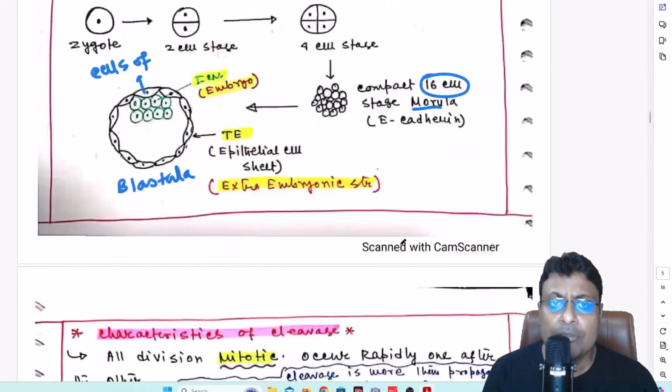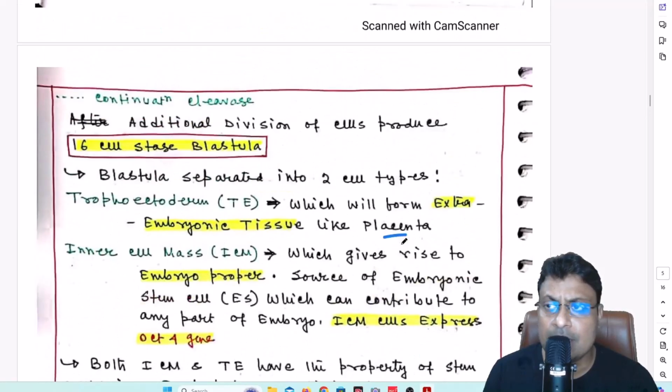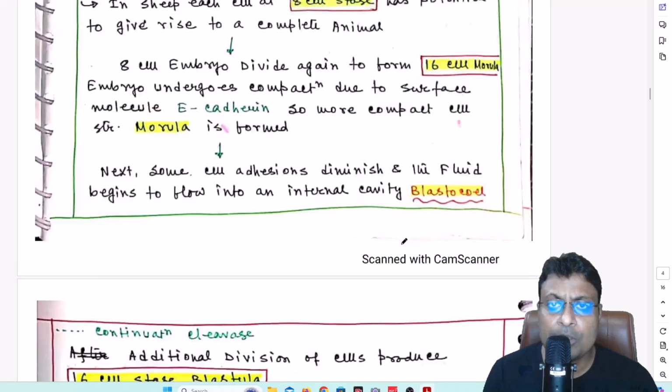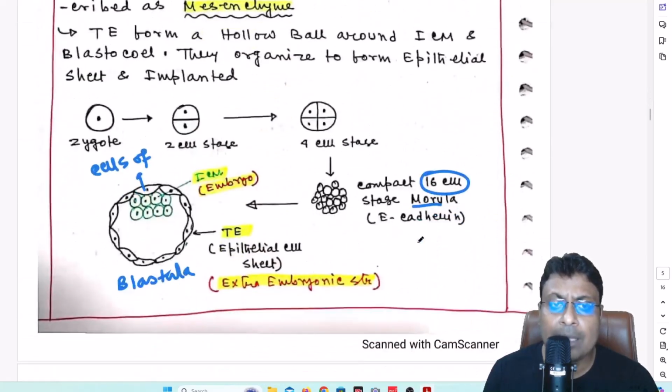Now if we see an example of the sheep, what will be the result of the cleavage? The result of the cleavage is the formation of the morula and the blastula, and here you can see how they look. So the zygote undergoes mitotic cell division, and first it becomes the 2 cell stage, and later the 4 cell stage, and ultimately this will produce a compact ball of cells, which is the 16 cell stage, and this 16 cell stage is called the morula.